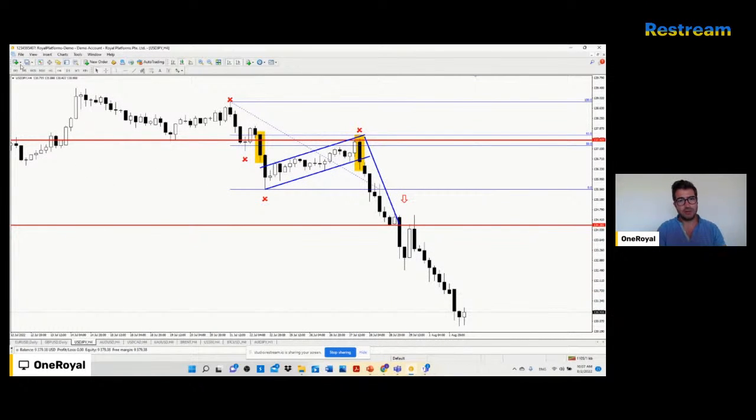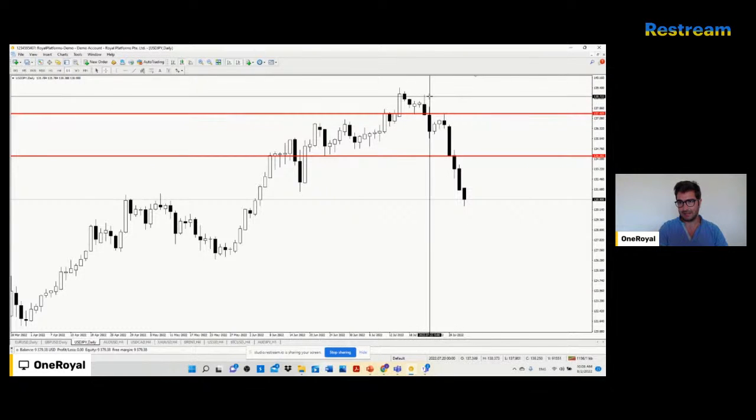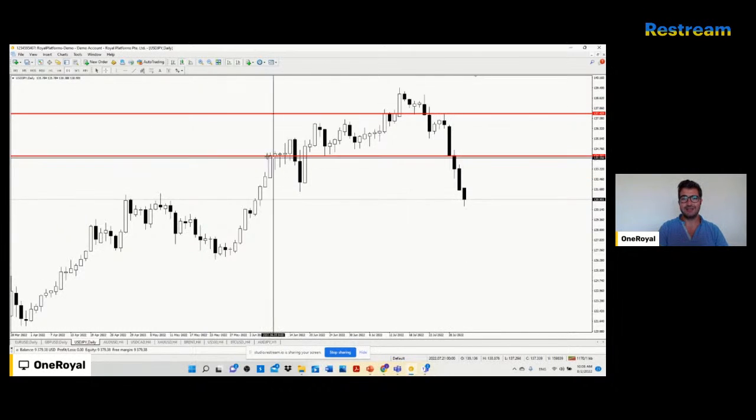USD/JPY is in a huge movement to the downside. As you can see, the market is posting lower lows. Let me remove this to see it on the higher time frame. On the higher time frame, we have the market posting lower highs. This is a high and this is a lower high. This is a low and this is another lower low. So the market is in a clear downtrend on the higher time frame. So the main direction is to the downside.